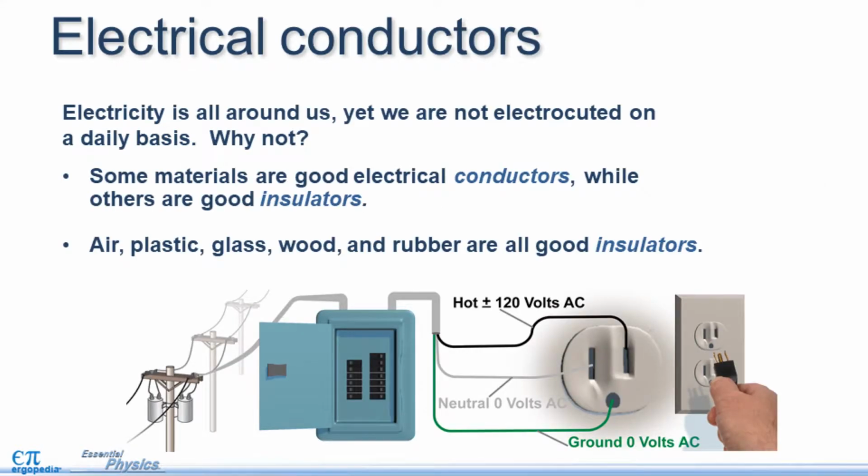Electricity is all around us, yet we are not electrocuted on a daily basis. Why not? Well, some materials are good electrical conductors, while others are good insulators. Air, plastic, glass, wood, and rubber are all good insulators.